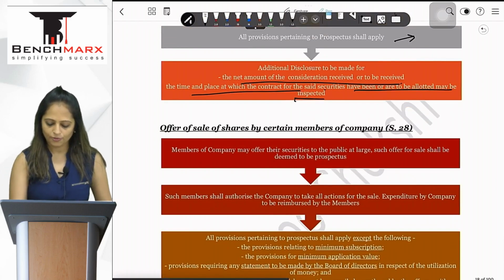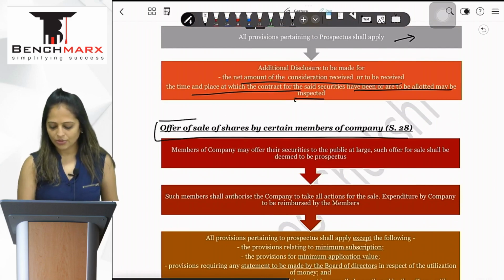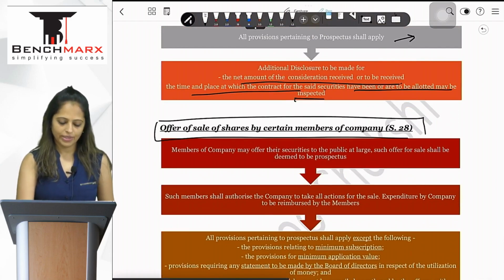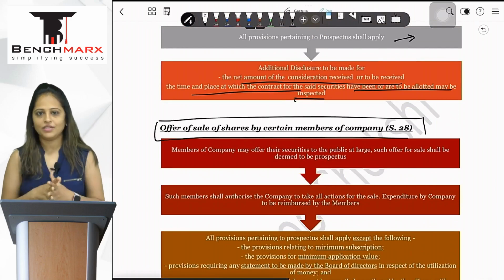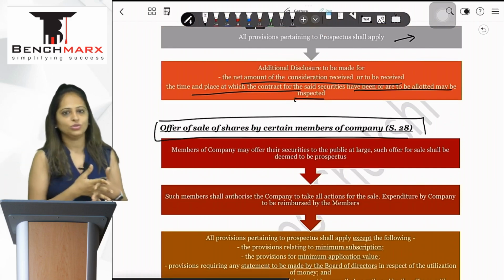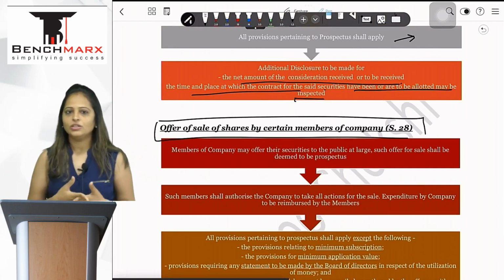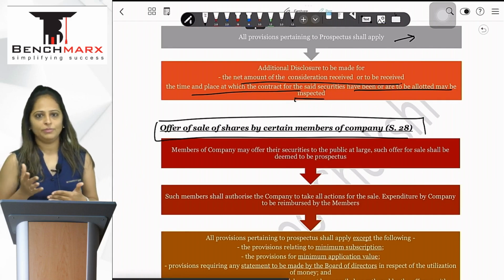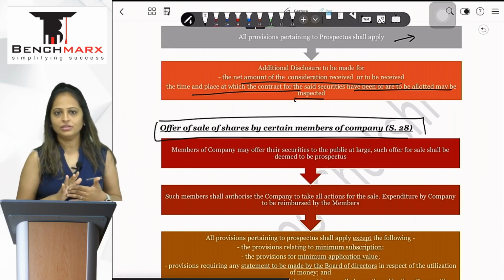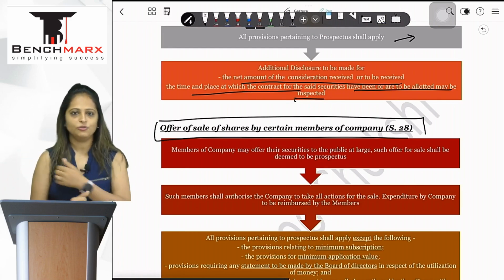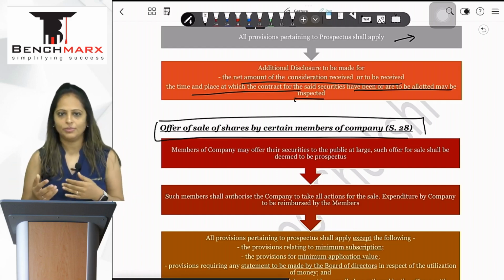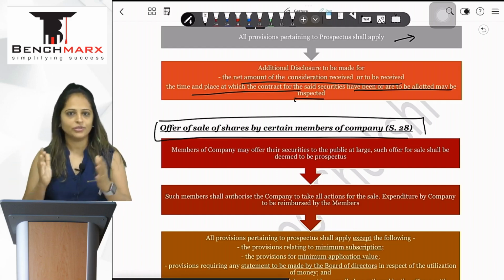Now coming to offer for sale of shares by certain members. What happens is that sometimes the members of the company may have securities and they may want to sell it out to the public at large. So here, if you are selling anything to the public at large, that will be covered under the definition of prospectus, because if you are giving something to the public at large, it is prospectus by whatever name you call.